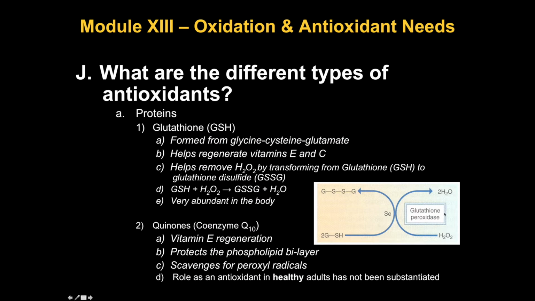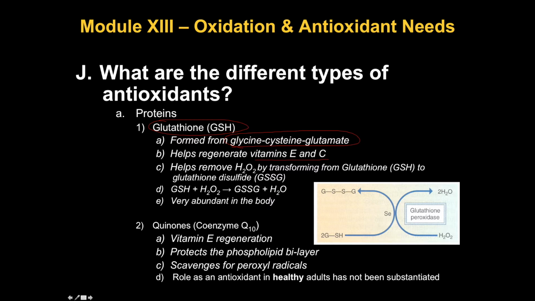So what are the different types of antioxidants? Well, we have proteins that can act as antioxidants. We briefly discussed one already, glutathione, also known as GSH for short. These are essentially amino acids that have come together to form this protein. We have glycine, cysteine, and glutamate as the amino acids that form glutathione. And they help essentially to regenerate vitamin E and vitamin C to make them whole again, so that those damaged vitamins are no longer posing threats and can further act as antioxidants.